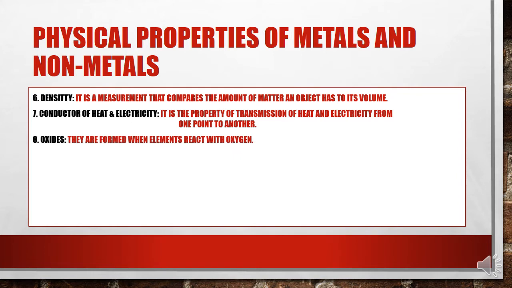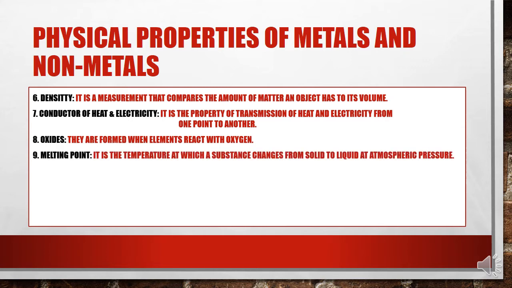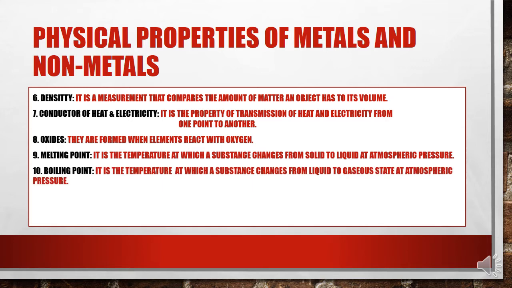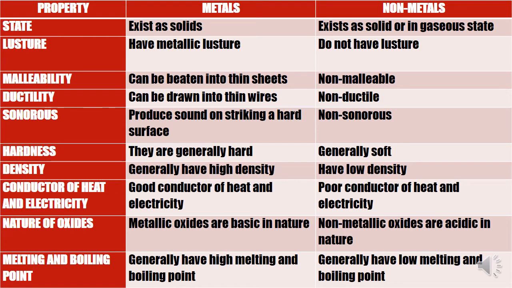Oxides. This is a new word for you. When elements react with oxygen, they form oxides. We'll be discussing this in the later part of this chapter. Melting point and boiling point. Melting point is the temperature at which a substance changes from solid to liquid at atmospheric pressure, and boiling point is the temperature at which a substance changes from liquid to gaseous state at atmospheric pressure. Now let's first study the physical properties of metals and non-metals on the basis of the different properties which I have just discussed with you.